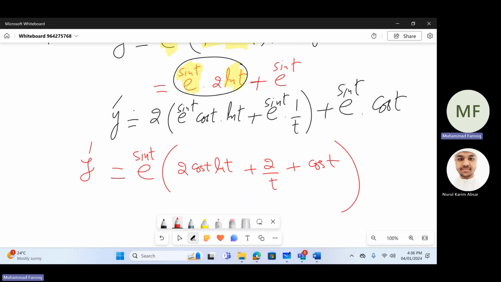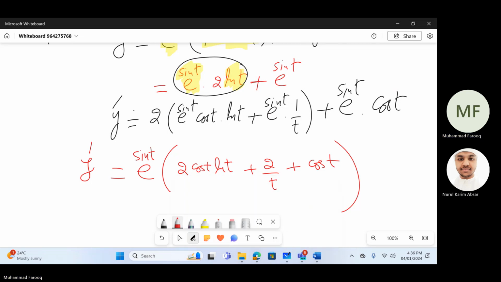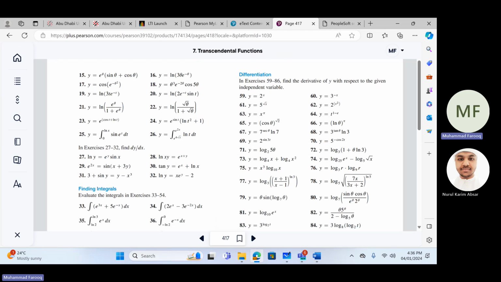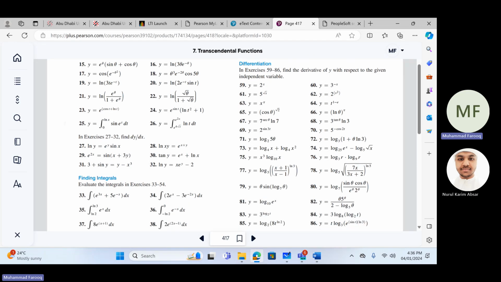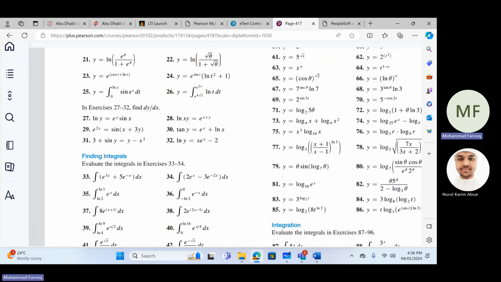First of all, the sequence, how they are giving the questions in the book. We have the derivative question of base e, then we have integration. So we follow the sequence, no worries.